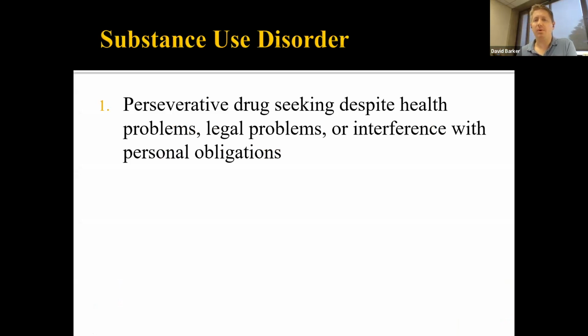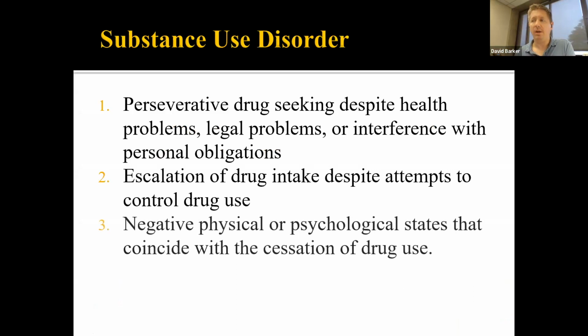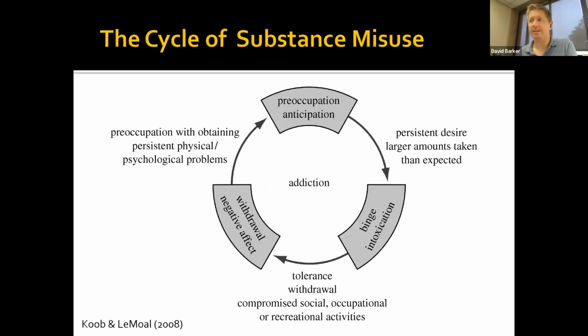But for those who don't know, a lot of the things we're trying to model in substance use disorder are perseverative drug seeking, escalation of drug intake, and a loss of control. But probably most important for USVs is the negative physiological states that coincide with the cessation of drug use. And as we're going to see, probably with more aspects of that, very similar to what Kevin had shown. And then susceptibility to relapse. So this all kind of comes together in one big cycle.